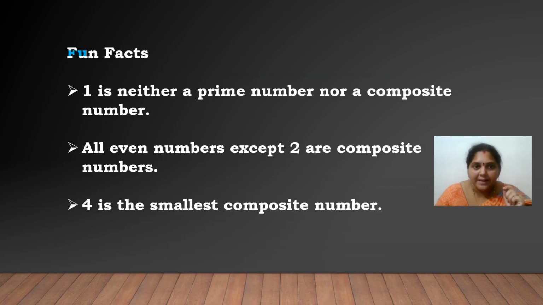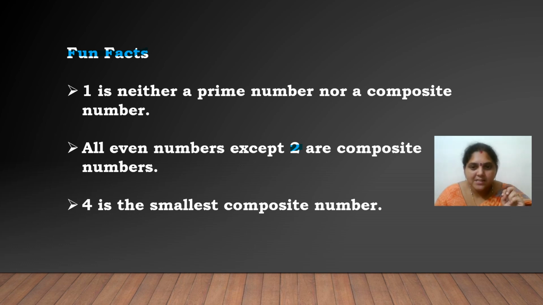Now we will see fun facts. One is neither a prime number nor a composite number. We can't call one a prime number or a composite number because we will be seeing one in all the tables. The second one: all even numbers except 2 are composite. Multiples of 2 are known as even numbers, but we can't consider 2 as a composite number. Why? Because we will be seeing 2 only in 2 tables, that is one table and 2 table. So we can't take 2 as a composite number. We can take it only as a prime number because it is having only 2 factors.